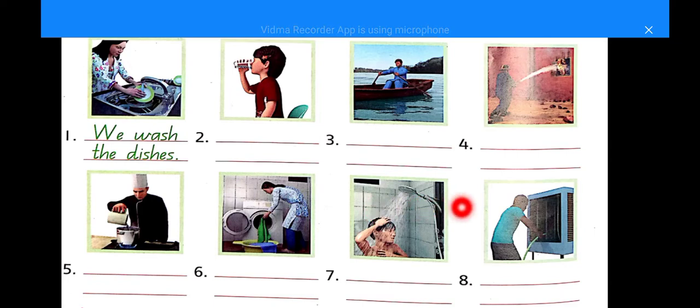And the last one, as we have discussed earlier, I have told you that in the water coolers, especially now that the summer season is going to start, we always use the water coolers or the air conditioners to cool down the air. So we use water in the air coolers to cool down the air.